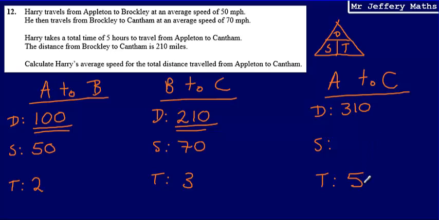I know that the time taken was 5 hours. So to work out the speed, I'm going to do the distance, 310, divided by the time, which is 5. So 310 divided by 5, that's going to give me an answer of 62 miles per hour. So the final answer here is simply going to be 62 miles per hour.